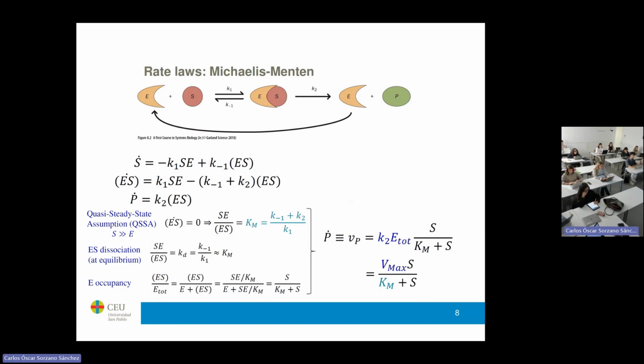Okay, so let's see how the substrate changes over time. So it binds the enzyme, so it disappears at this rate, and the enzyme and the substrate both together, they disassemble and they come back because this is reversible, and this happens at this rate. So S and E, they are the concentrations. So these are products of concentrations.